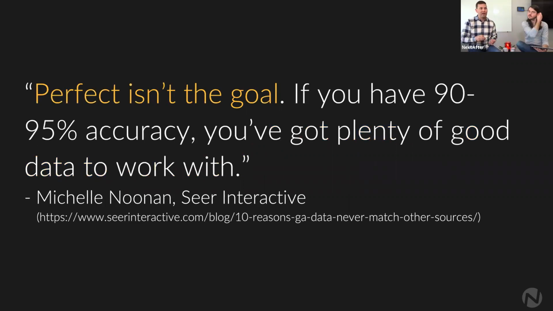Another one from Sierra Interactive says perfection isn't the goal. If you have 90 to 95%, you have enough data to work with to figure out where your money's coming from. So in general, we're hoping for a 95% level of accuracy. So when Greg showed me that he's missing 25% of his data, that became a big deal.